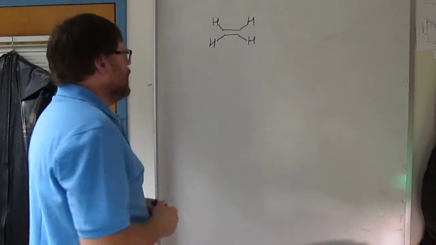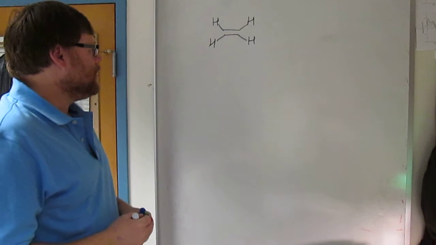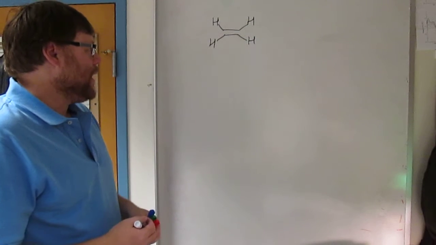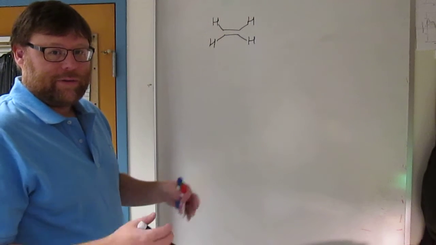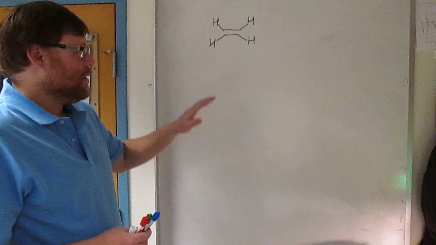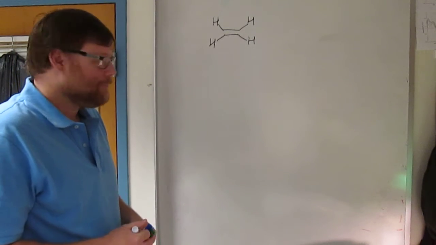Alright, hello again. In this homework / tutorial, I'm going to ask you to draw the molecular orbital system for ethylene. Ethylene is C2H4, so there's two carbons double bonded to one another. Each one of those is then bonded to two other H's. So go ahead, hit pause, and work out the molecular orbitals for ethylene and then come back.